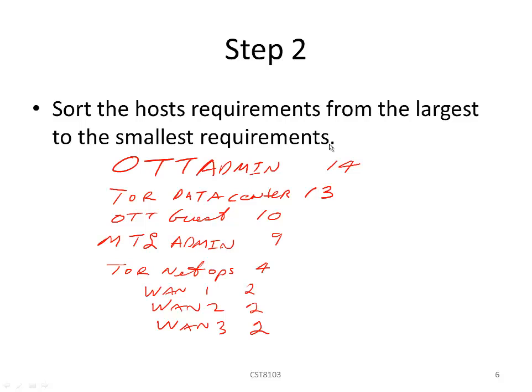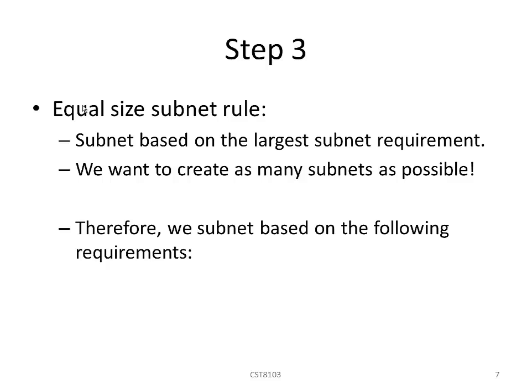Our network requirements sorted from the largest: Ottawa's admin 14, Toronto data center 13, Ottawa guest 10, and so forth. And the last 3 are the WAN links, each requiring 2 IP addresses. When subnetting for equal size subnets, we have a rule. The rule states that we must subnet based on the largest subnet requirement.